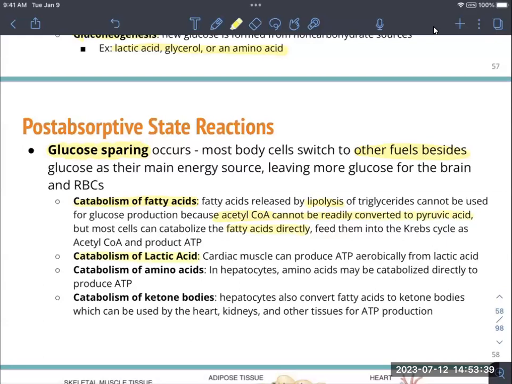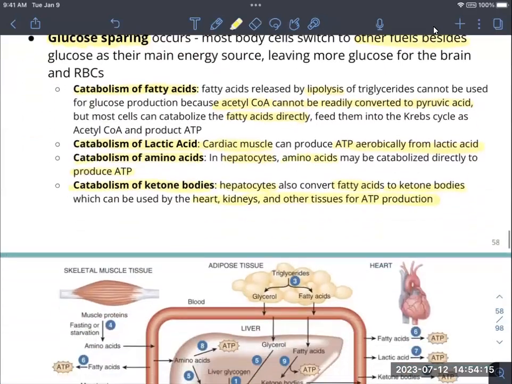Catabolism of lactic acid. Cardiac muscle, as I've been saying, the heart can produce ATP from lactic acid. That catabolism of amino acids. So those liver cells, those hepatocytes, they can break down those amino acids to produce ATP. Catabolism of ketone bodies. Again, our hepatocytes and our liver convert fatty acids to ketone bodies, which then get released out into the bloodstream, and the heart, the kidneys, and other tissues can use those ketone bodies to make ATP.